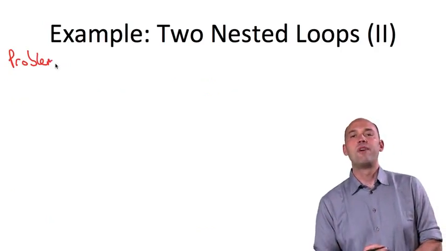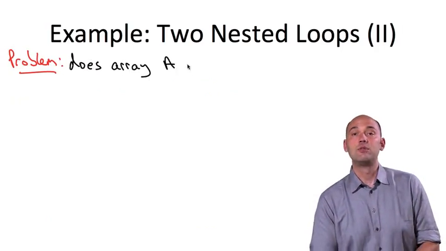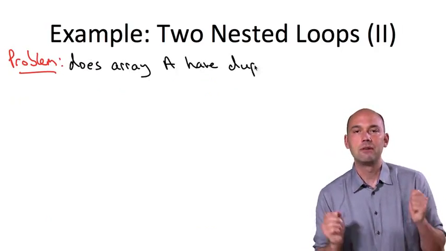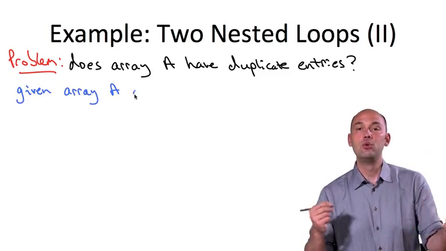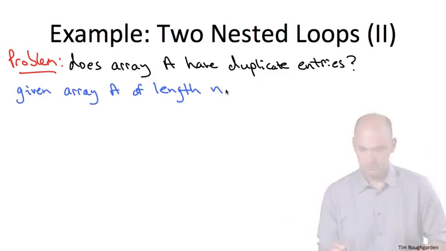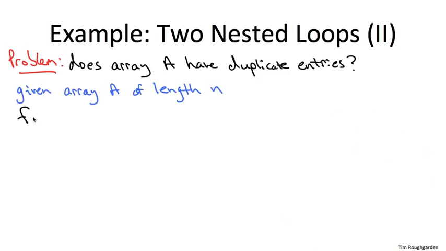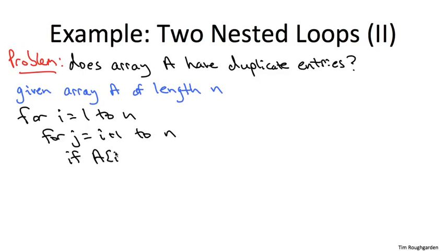Let's wrap up with one final example. It will again be nested for loops, but this time we're going to be looking for duplicates in a single array A, rather than needing to compare two distinct arrays A and B. So here's the piece of code we're going to analyze for solving this problem, for detecting whether or not the input array A has duplicate entries.